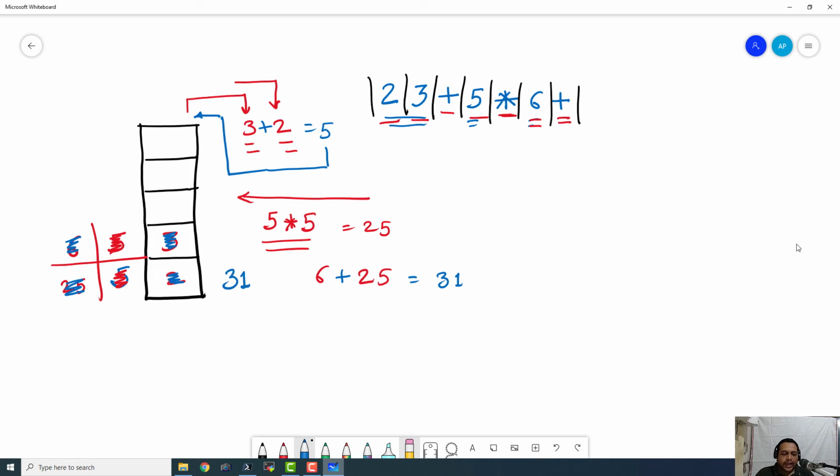So at any time, the stack is not going to have more than 2 items. So we can always take a stack of size 5. So it is going to save the space. Don't use any dynamic stack or anything like that in case you are going to write a program for it.